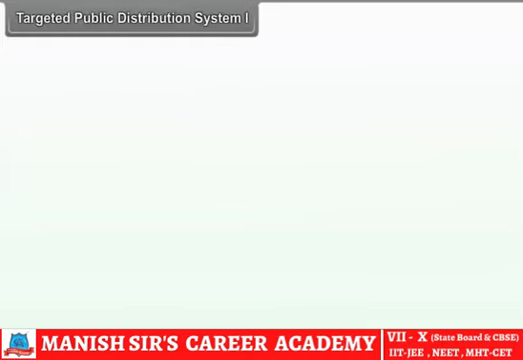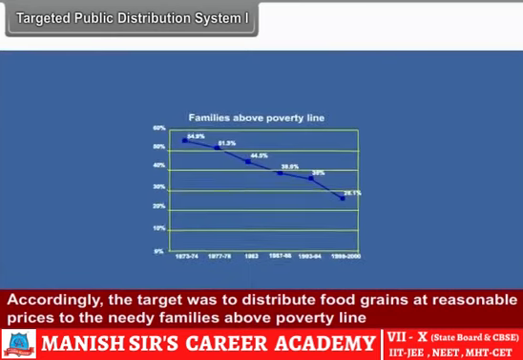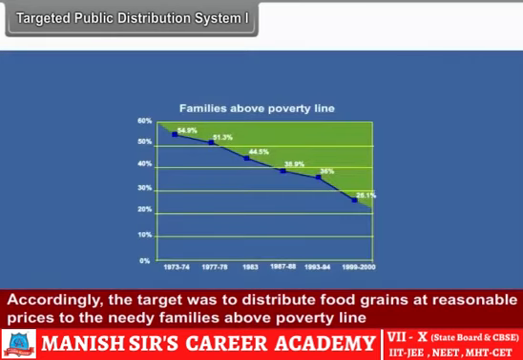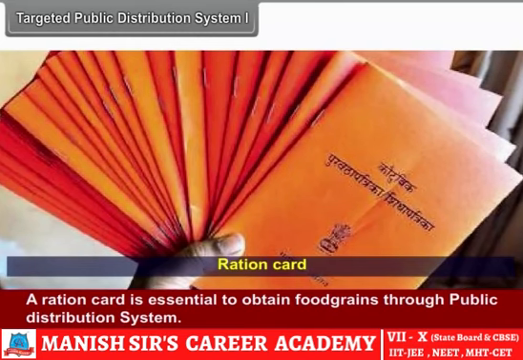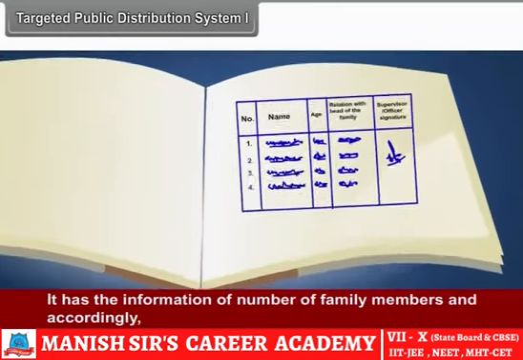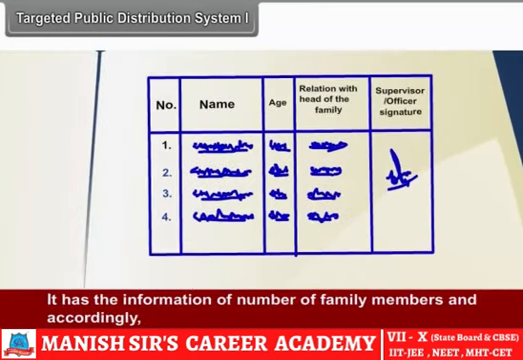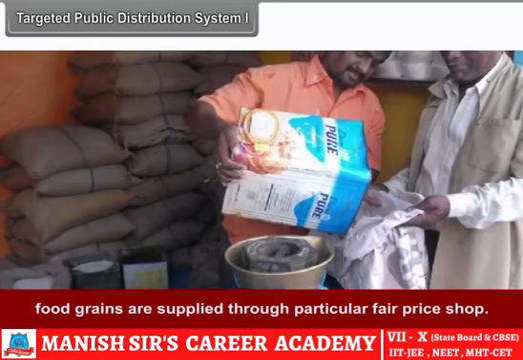Targeted Public Distribution System. Since June 1997, a dual pricing structure was introduced under targeted public distribution system. Accordingly, the target was to distribute food grains at reasonable prices to the needy families above poverty line, at a very low price to the families below poverty line. A ration card is essential to obtain food grains through public distribution system. It has the information of number of family members, and accordingly food grains are supplied through particular fair price shop.